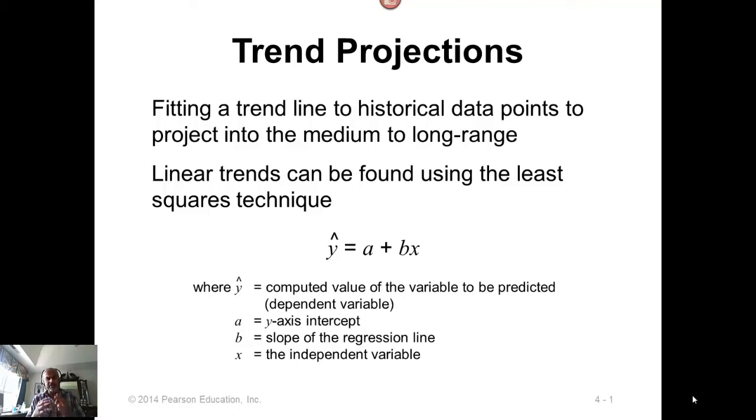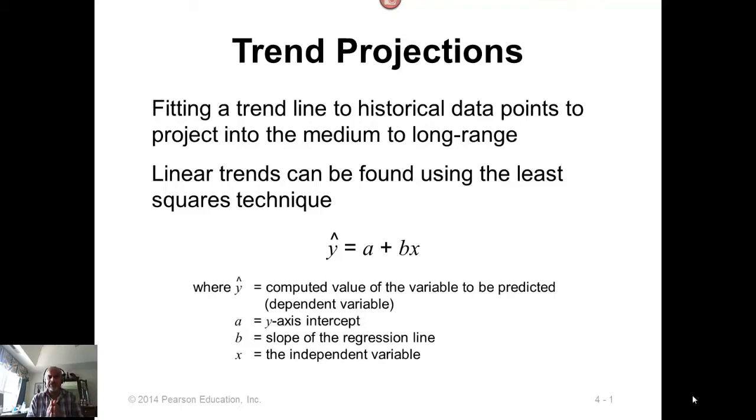Your textbook discusses two of them. One is exponential smoothing adjusted for trend, and then trend projections. Now I'm not going to discuss the exponential smoothing model. We'll only talk about trend projection. So we'll skip that part.